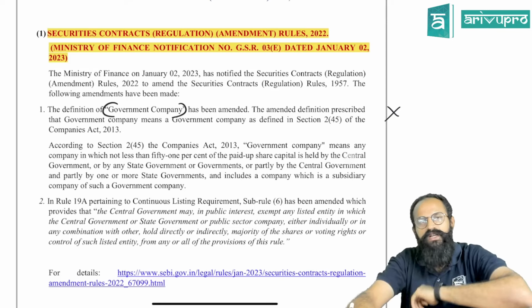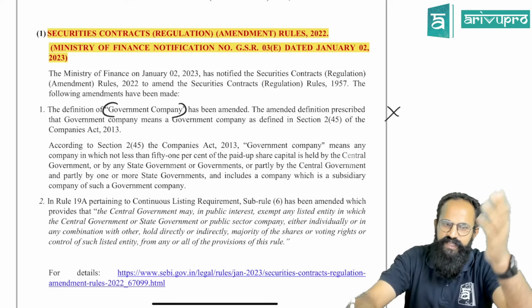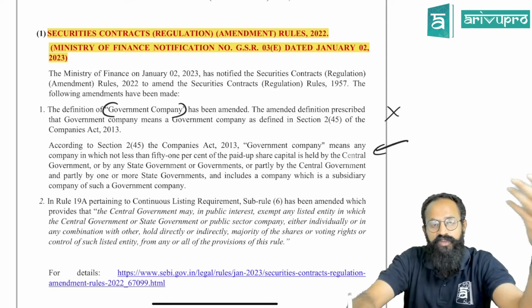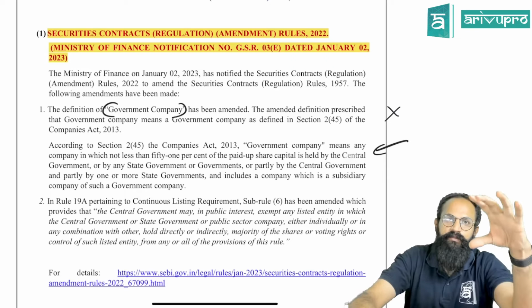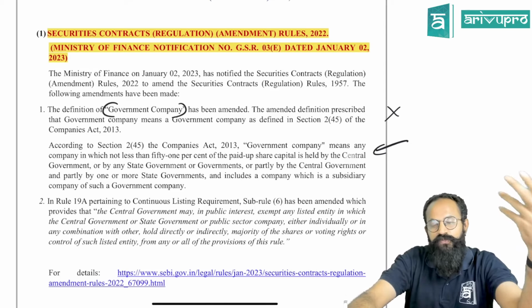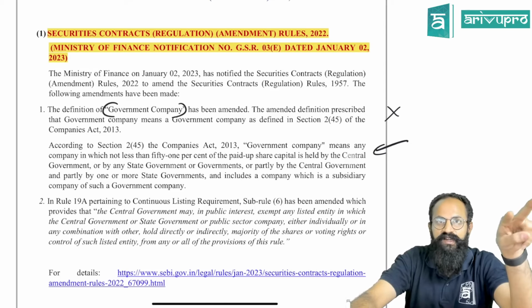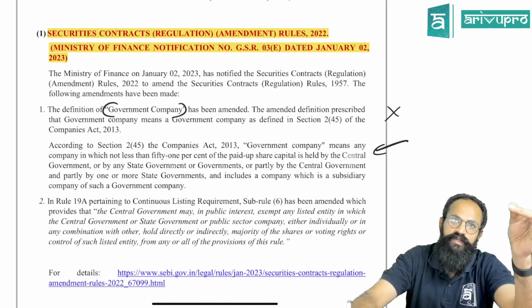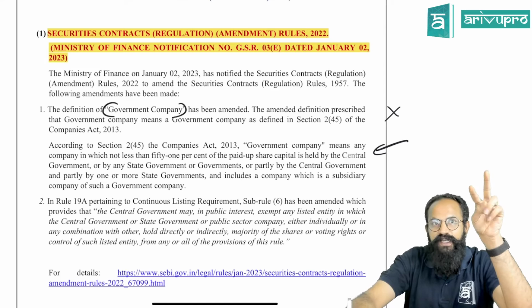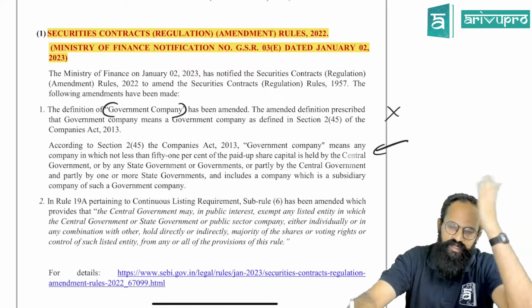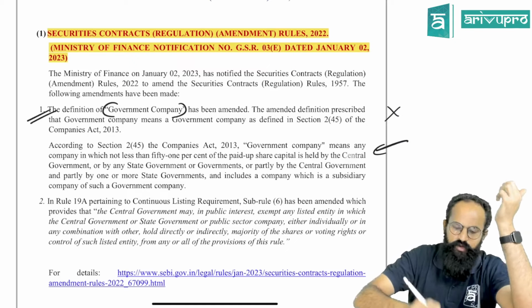Whatever is the government company definition in the Companies Act, the same thing has been put in the Securities Contract Regulation Act as well. So if in a company 51% or more is held by the central government, state government, or central and state governments, such a company will be called a government company. The same definition has been put here also.